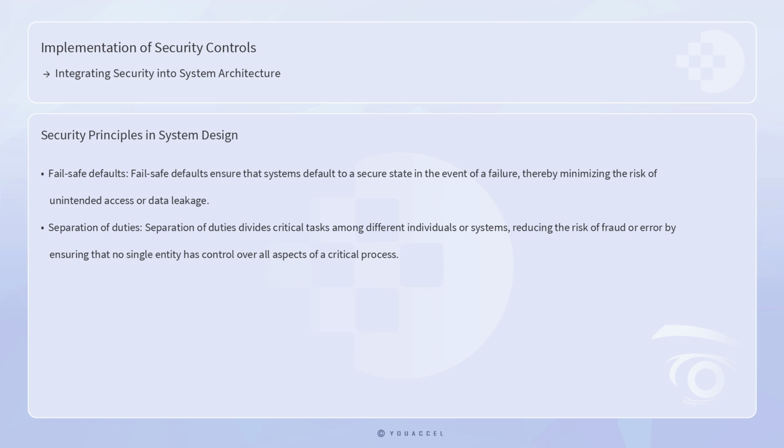Separation of duties divides critical tasks among different individuals or systems, reducing the risk of fraud or error by ensuring that no single entity has control over all aspects of a critical process. This principle is widely used in financial systems, where the person authorizing a transaction is different from the person processing it.